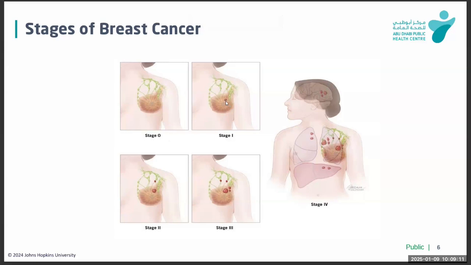Stage 1 means there is a very small cancer which has not spread to the axilla or the peripheral lymph nodes. Then there is stage 2, in which the tumor is a bit bigger in size, and a small chunk of tumor has also traveled to the lymph node just below the clavicle bone. Then there is stage 3, in which the size of the tumor is bigger as compared to stages 2 and 1, and there are more secondary sites of the tumor.